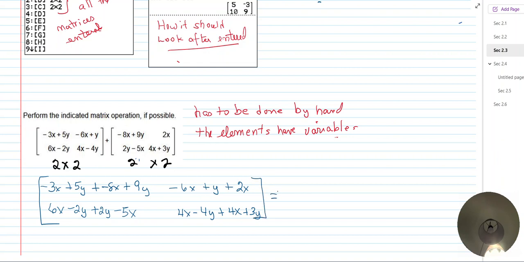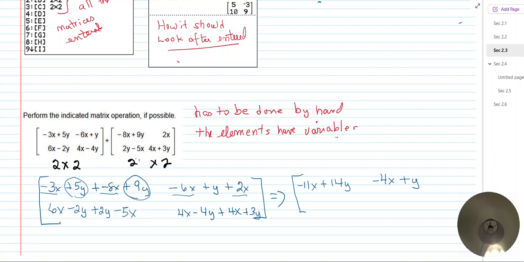So now it's just a matter of addition of like terms. I have a negative 3x and a negative 8x. Like signs, add and keep the sign. So that's going to be a negative 11x. I have a 5y and a 9y. Like signs, add and keep the sign. So that would be 14y. Now here I have negative 6x and positive 2x. Negative 4x plus that y.